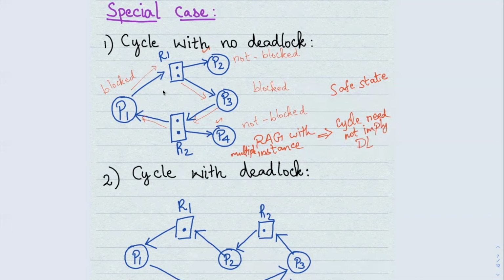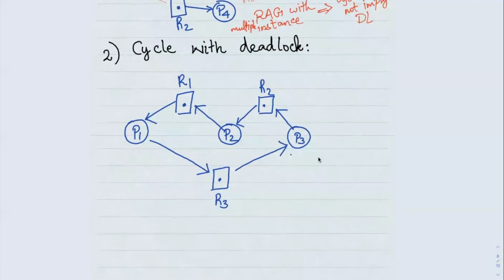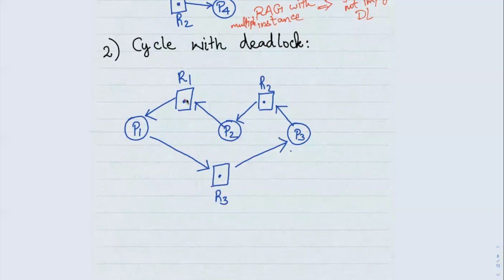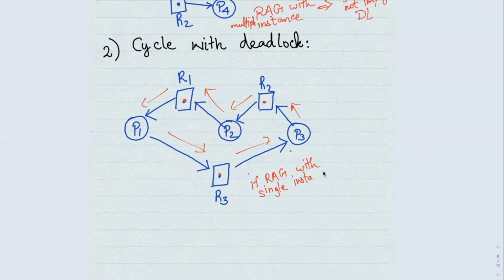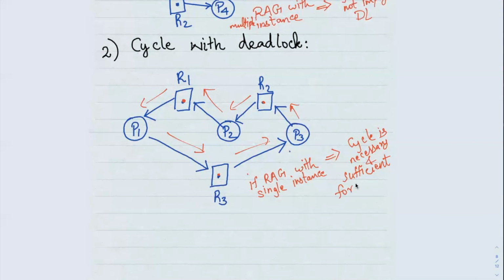Okay, so let's see the next case. Cycle with deadlock, right? So here you see all have single instance: one instance, one instance, one instance. Fine, and there is a cycle. You see, a cycle is formed, right? So this is a cycle with single instance. Fine. So a resource allocation graph with single instance implies a cycle is necessary and sufficient for deadlock to occur. Fine. So if it is a single instance resource allocation graph, then a cycle is a deadlock, right?